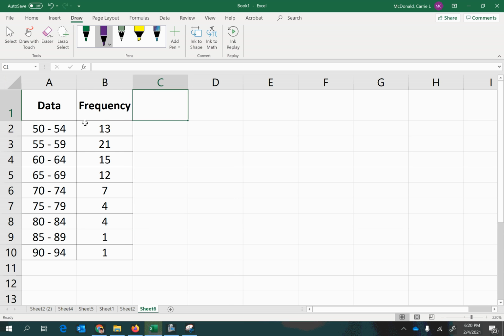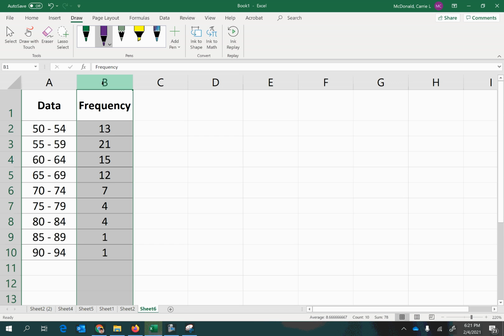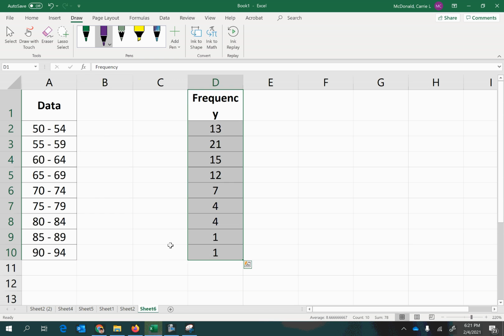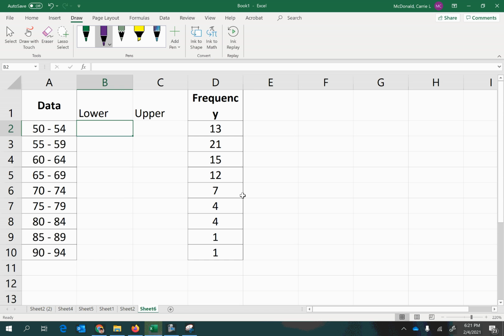You can do this a few different ways, but the way I like to do it is to separate the class limits into two separate columns. So I'm just going to move my frequency column over a bit and then make a lower class limits and an upper class limits column. So I'm going to do the first limits, then I'm going to calculate the class width.